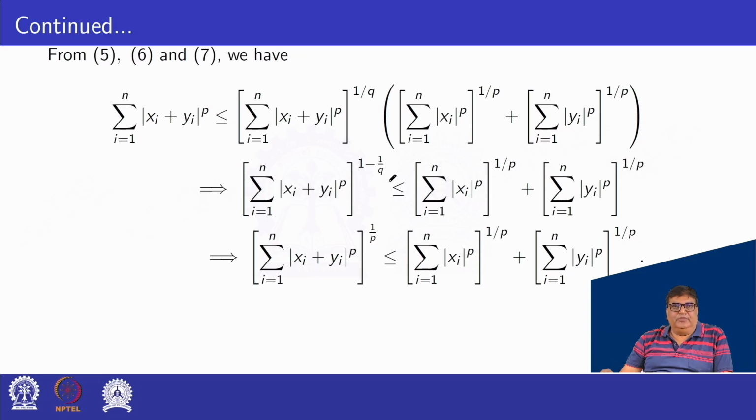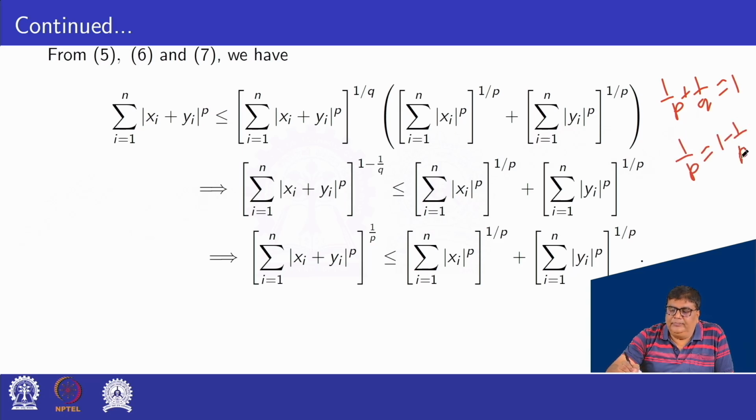Again, putting the value of 1 - 1/q equal to 1/p, because 1/p + 1/q = 1. Then 1/p is equal to 1 - 1/q. So putting the value of 1 - 1/q equal to 1/p here, this proves the Minkowski inequality.